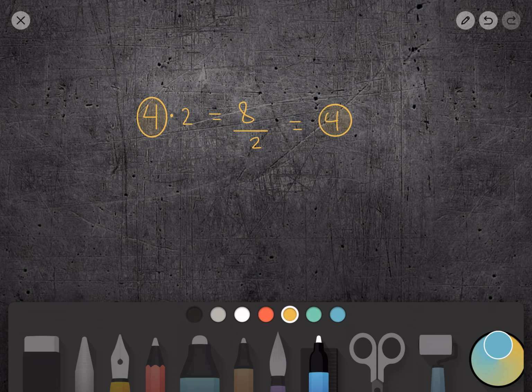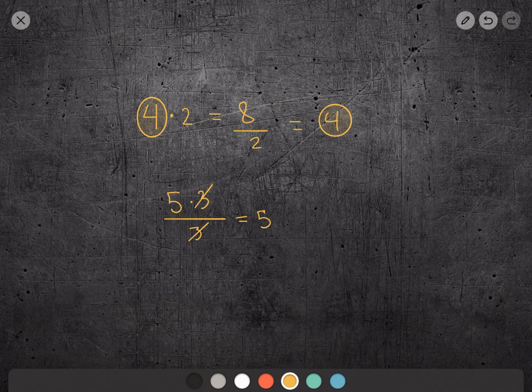So why did I do any of that? I shouldn't have done any of it. So if I were to have some kind of fraction where I said 5 times 3 over 3, I know that my answer is going to end up being 5 because I'm multiplying by 3 and then dividing by 3. So I might as well just not do any of it at all. So I'm just going to cancel it out. My answer is 5. Same thing applies to variables, right?